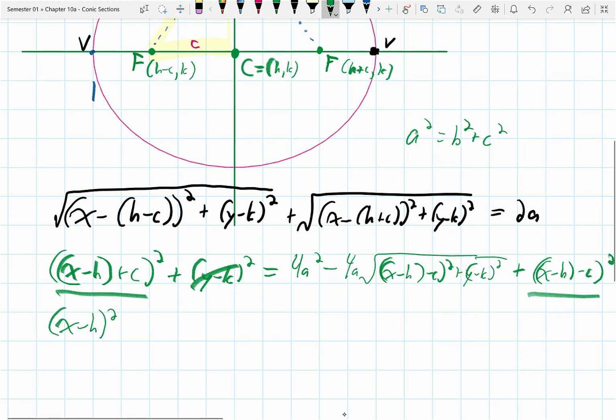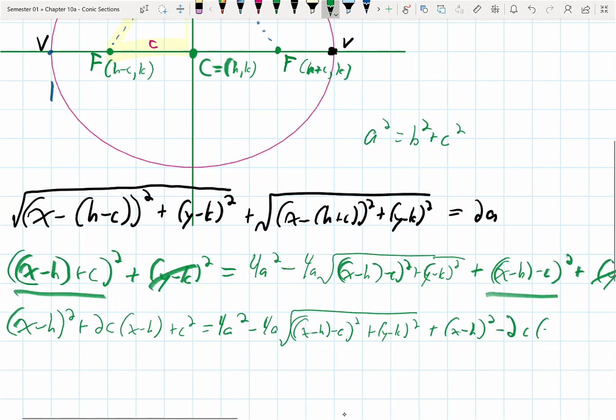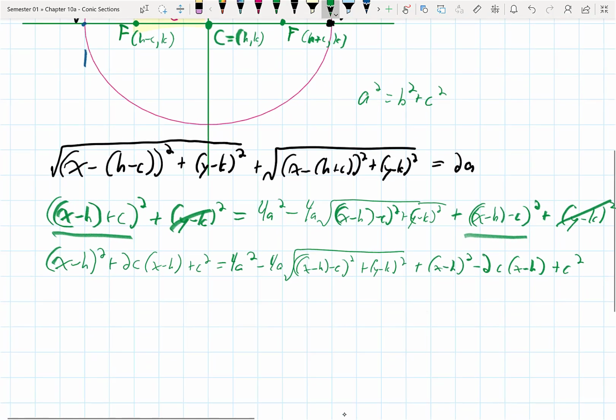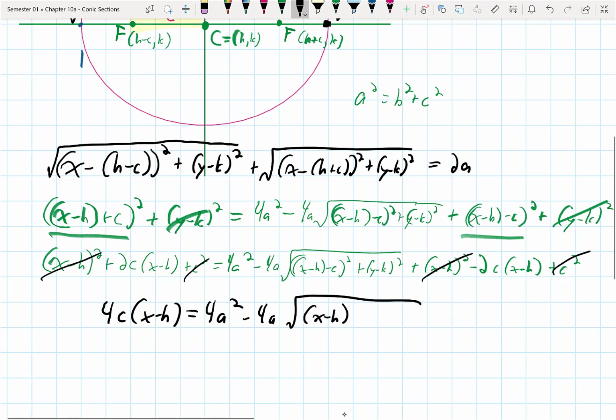So I'm going to get x minus h squared plus 2c times x minus h plus c squared equals 4a squared minus 4a radical x minus h minus c quantity squared plus y minus k squared, plus, and then I have x minus h squared minus 2 times c times x minus h, and then plus c squared. So that helps because now I actually have some cancellations here, here, here, and here. And if I move some of these terms around, I could move this over to the other side and get 4c times x minus h is equal to 4a squared minus 4a radical x minus h minus c quantity squared plus y minus k quantity squared.